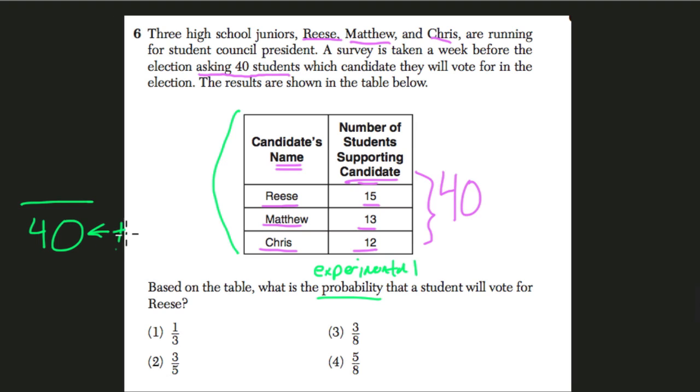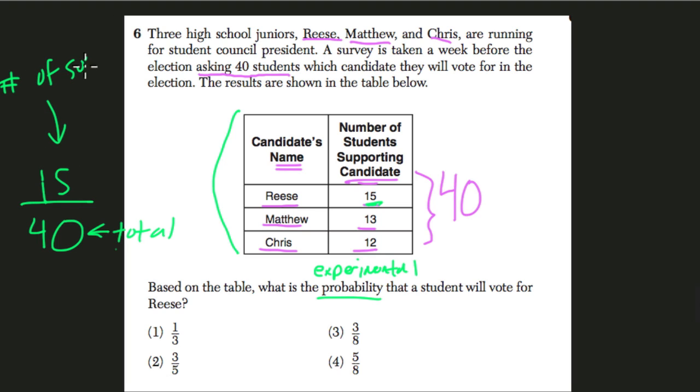That's the total, right? And in the numerator, we'll have the number of successes. In other words, the number of things that we're looking for that actually happen. So we're looking for Reese, right? The probability of Reese being elected. So every time we see Reese get a number, or in this case a student supporting him, then we can add that here to the numerator. So since 15 students support him, the probability is 15 out of 40, right?